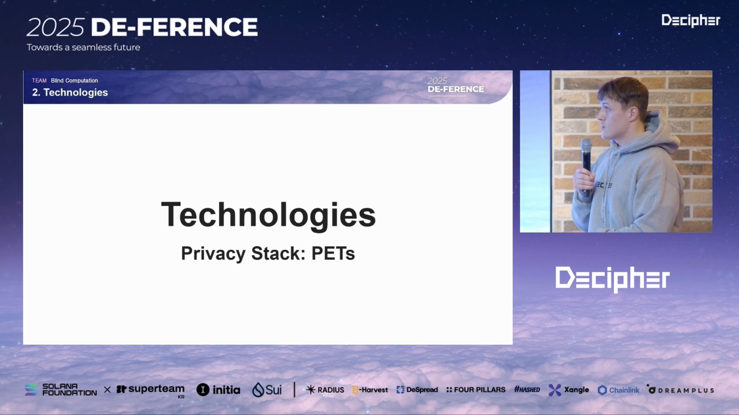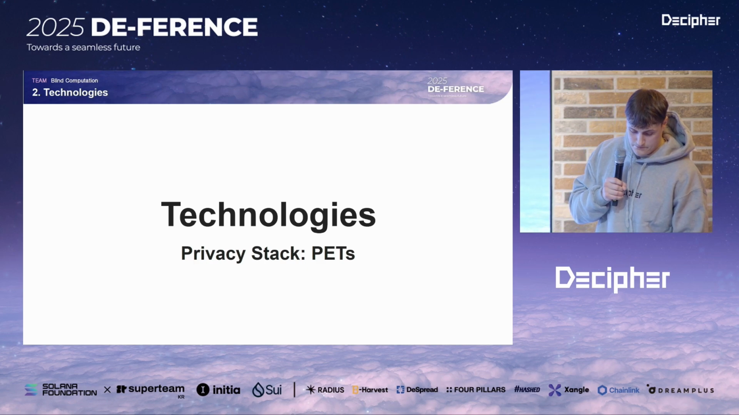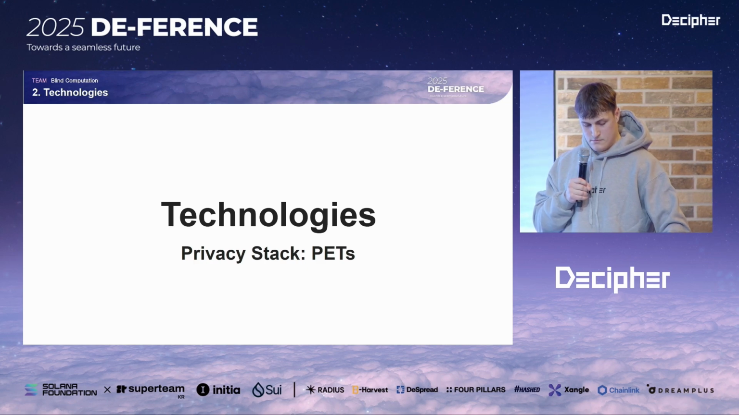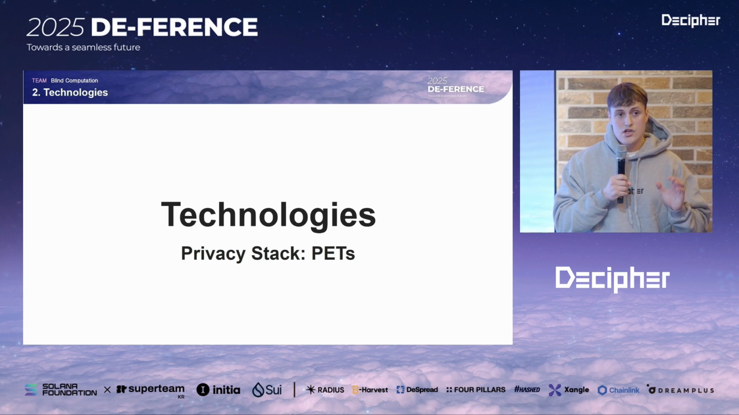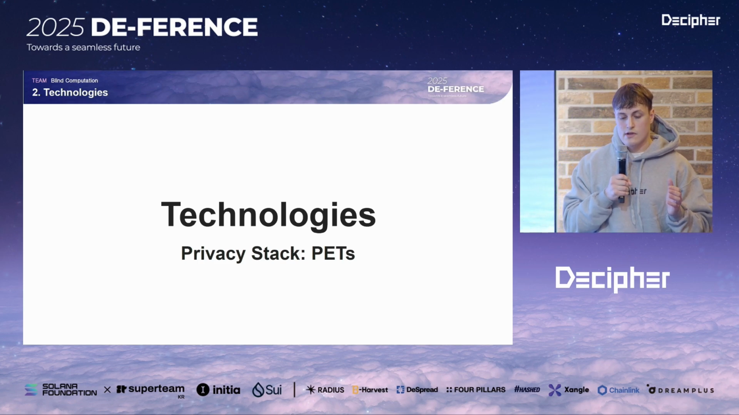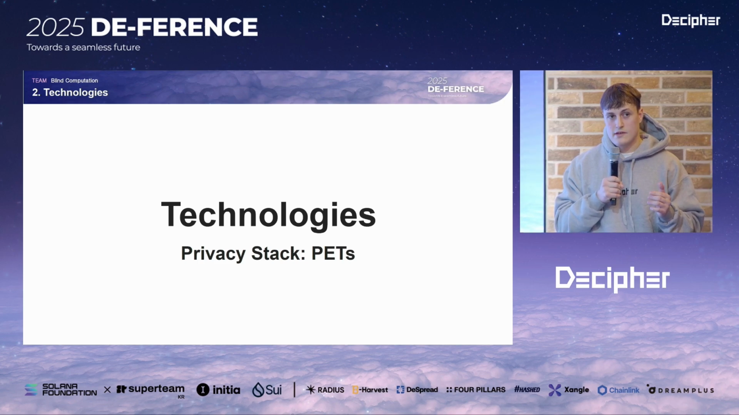Now, let's talk about technologies that protect privacy. The limitations of current centralized and Web3 solutions paved the way for a new set of cryptographic technologies. This set of technologies is called privacy-enhancing technologies, or simply PETs. We will briefly talk about a few of them right now.